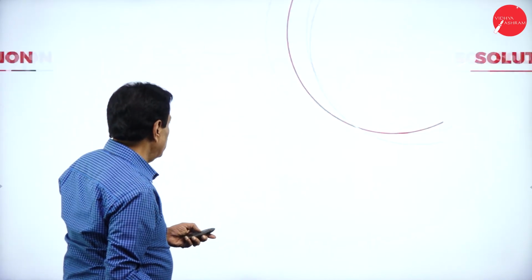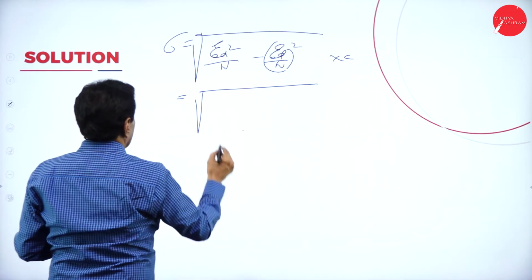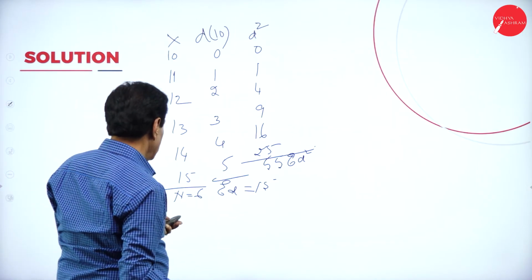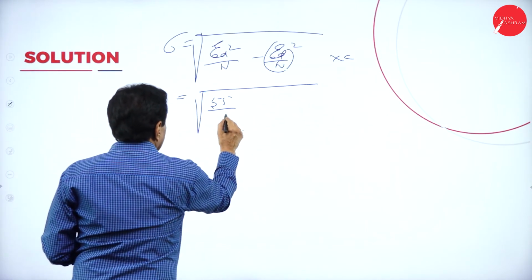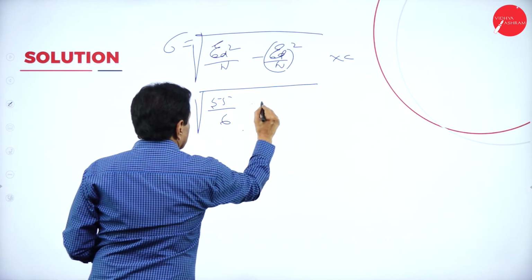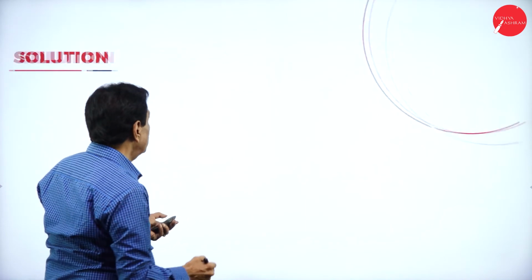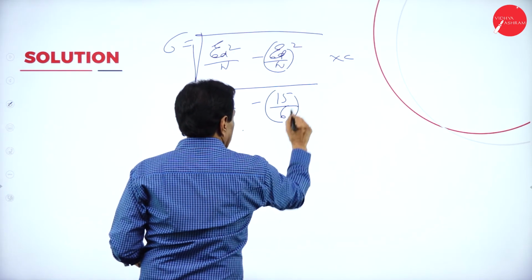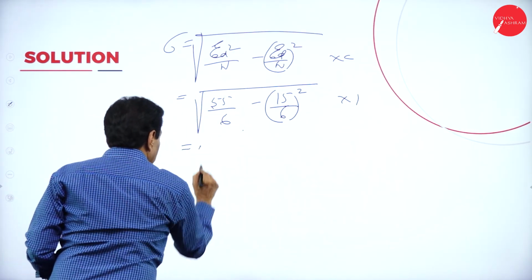Root of, what is sigma D square? See that, 55. Number of items 6. Then minus, what is your sigma D? It is 15, divided by 6 whole square. Your class interval is 1. Now simplify this.